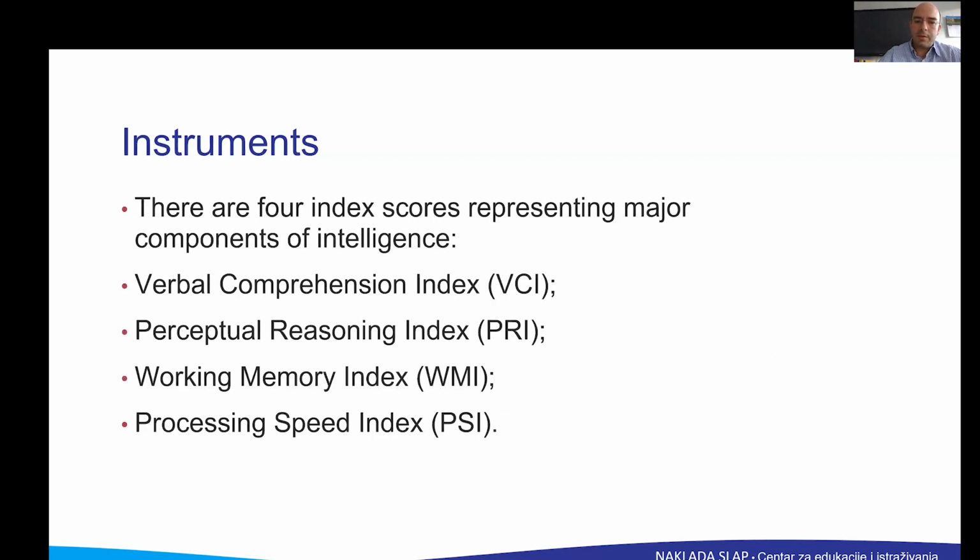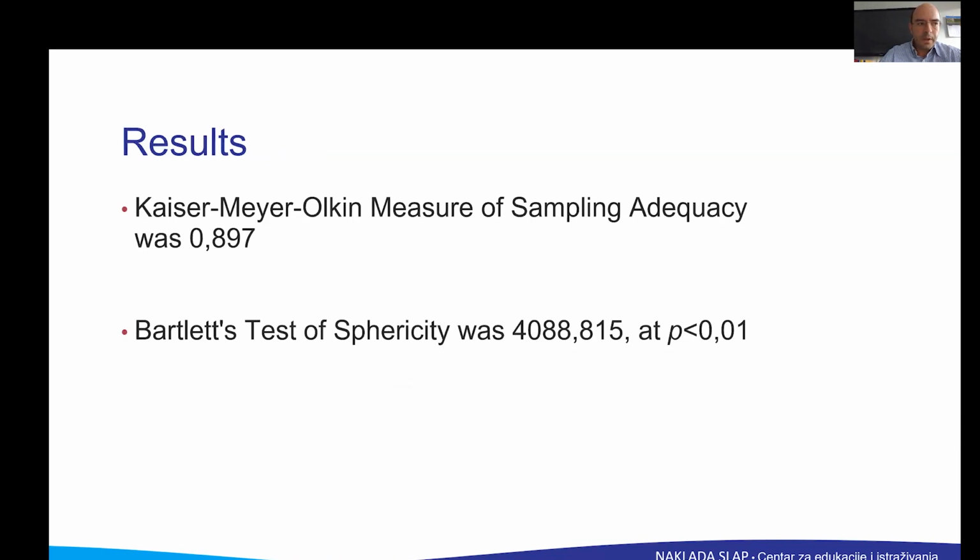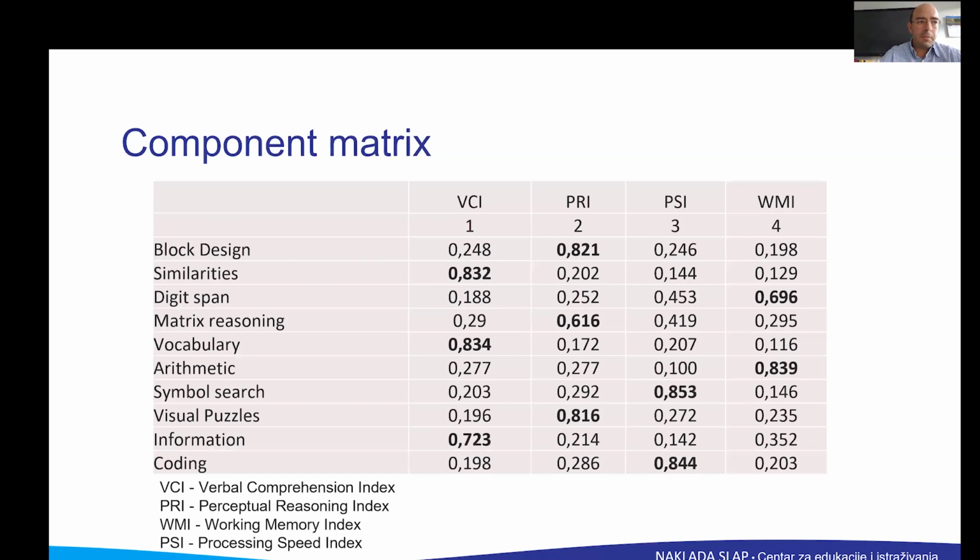Those 10 core subtests are put on one of the indices: verbal comprehension index for verbal subtests, perceptual reasoning index, working memory index, and processing speed. Both the Kaiser-Meyer-Olkin measure of sampling adequacy and Bartlett's test of sphericity were adequate, so we continued with our exploratory factor analysis. We used the fixed number of factors, which was 4, and that model fit very well.